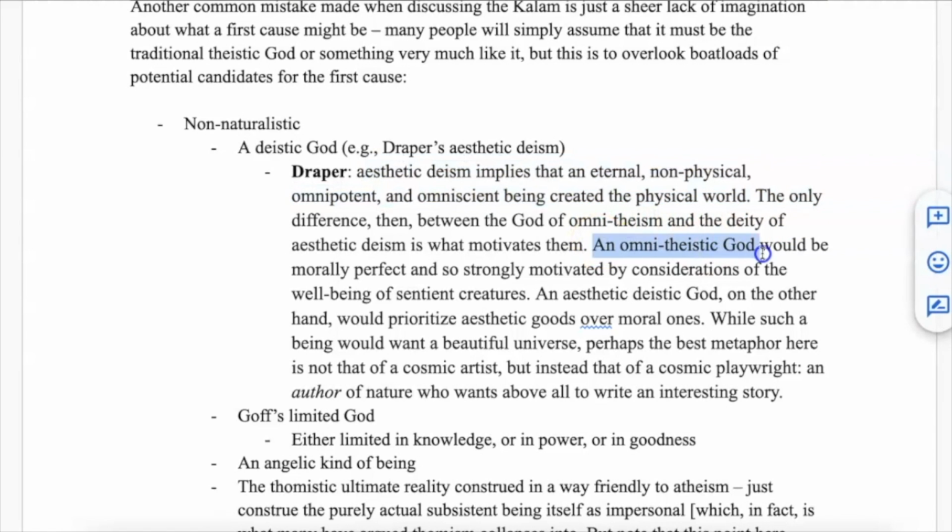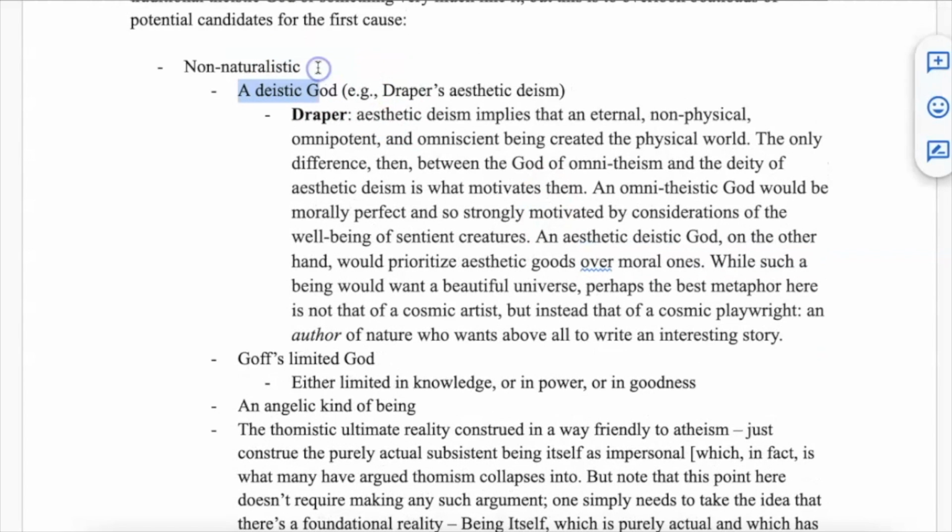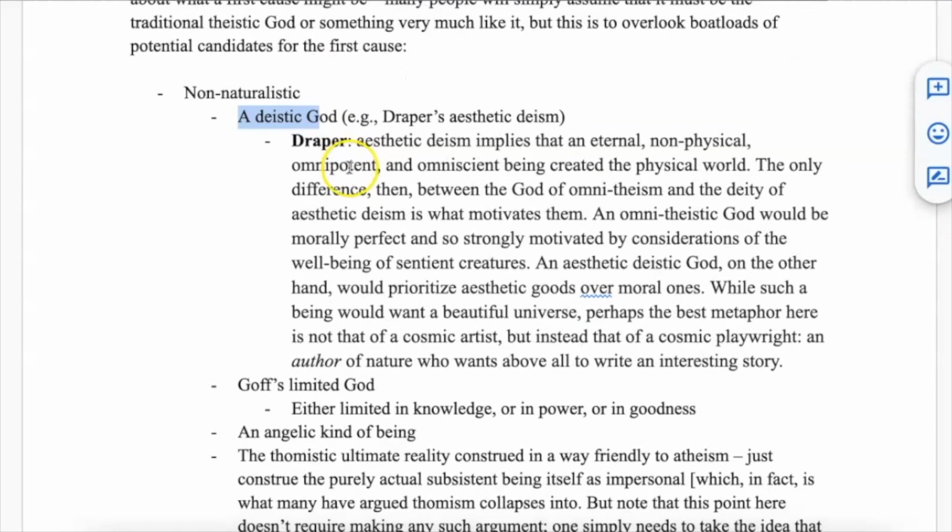An omnitheistic God would be morally perfect, and so strongly motivated by considerations of the well-being of sentient creatures. By contrast, an aesthetic deistic God would prioritize aesthetic goods over moral ones. While such a being would want a beautiful universe, perhaps the best metaphor here is not that of a cosmic artist, but instead that of a cosmic playwright, an author of nature who wants above all to write an interesting story. So that's one non-naturalistic proposal alternative to the traditional theistic God. Another one is Goff's limited God, Philip Goff, that is. This God would either be limited in knowledge, or limited in power, or limited in goodness.